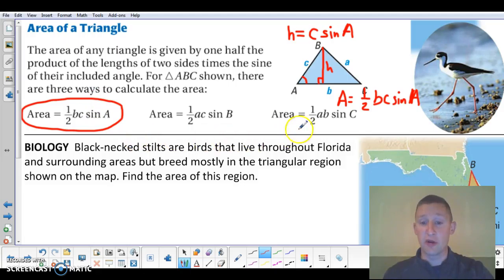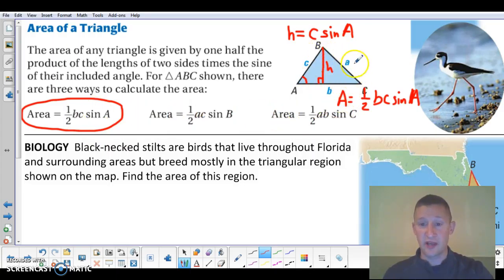So these three area formulas right here, they're not magic. They're just a little bit of geometry and trigonometry and smarts put together in a formula. But a lot of you like formulas, so here you go. If you want to have a formula for finding the area of a triangle, if you know all three sides, you could use this formula.